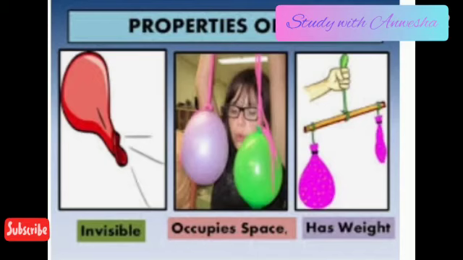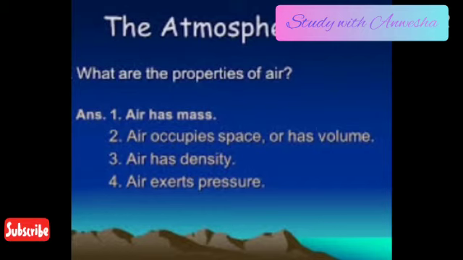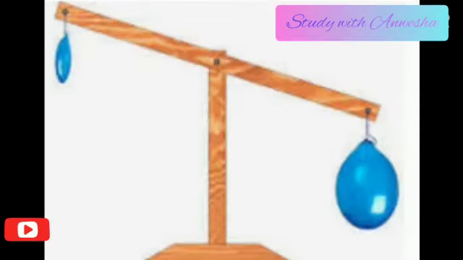Properties of air. We know that air has weight and it occupies space. Let us do this simple activity to understand their properties. Aim: to show that air has weight. Materials required: 2 balloons, a needle, 2 pieces of thread, and a scale.